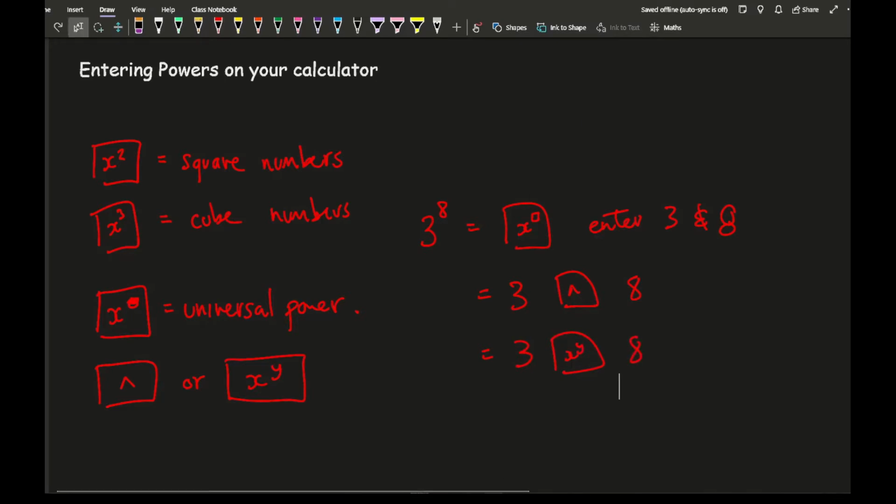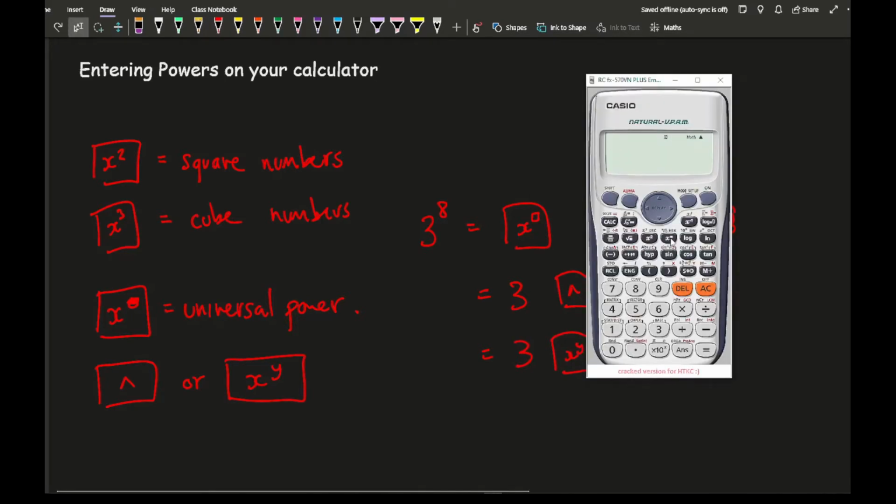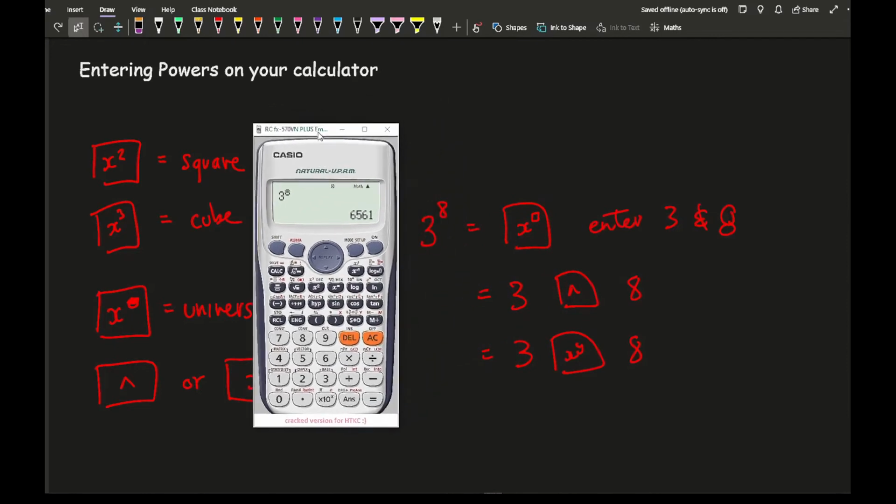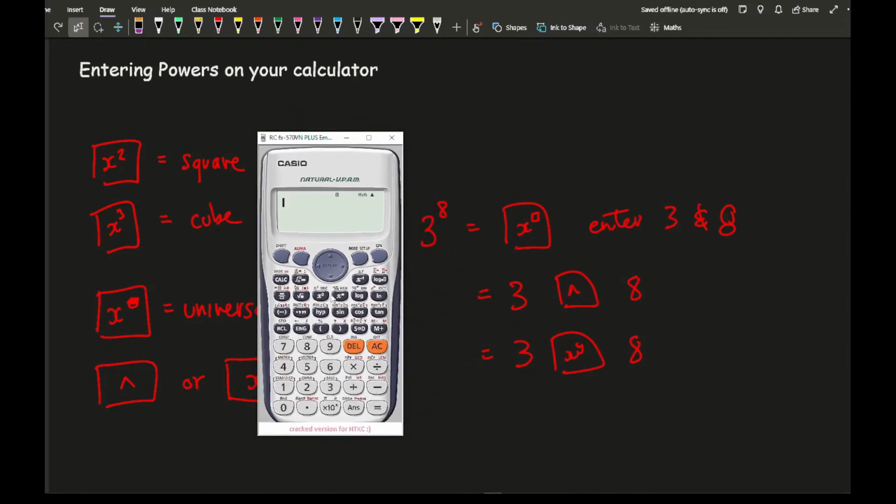So again, if I just get my calculator that has the x with a little box, I enter 3, then that button, a little box comes up allowing me to enter the power, press equals, and I get the correct answer of 6,561. Now it does also work if I just press the button. All I've then got to do is fill in the gaps.